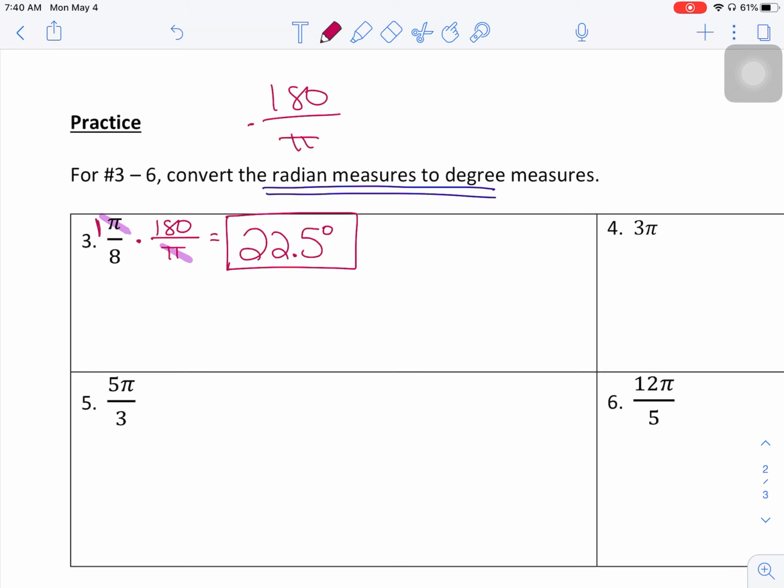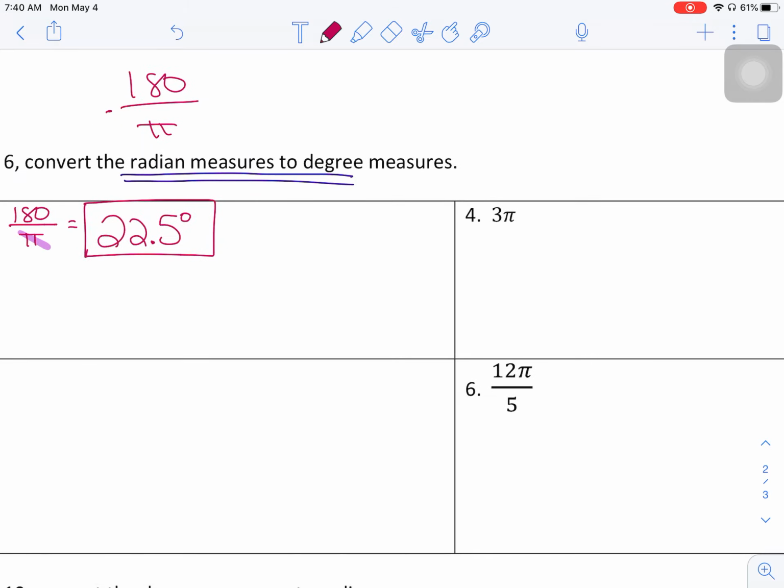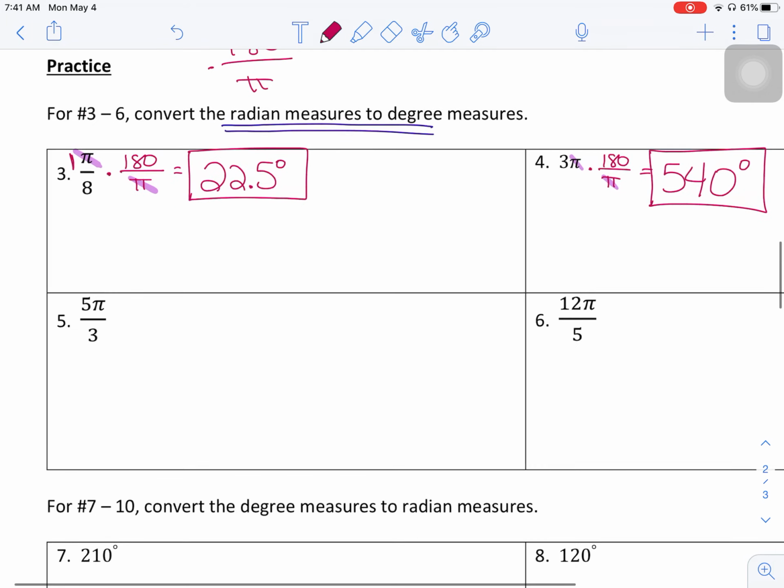I'm going to go ahead and slide on over to number 4 here, 3 pi times 180 over pi. So my 2 pi terms cancel out. The nice part is there's no more fractions on this one anymore. So I'm just going to take 3 times 180. I have a calculator sitting next to me to do this. So 540 degrees. All right, so problem number 4 is done.